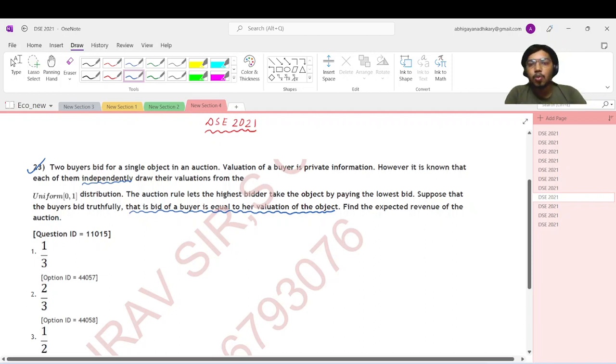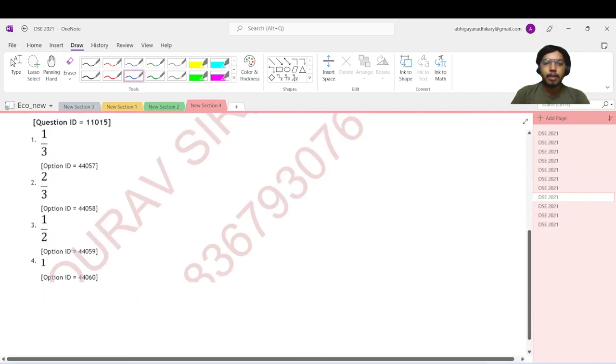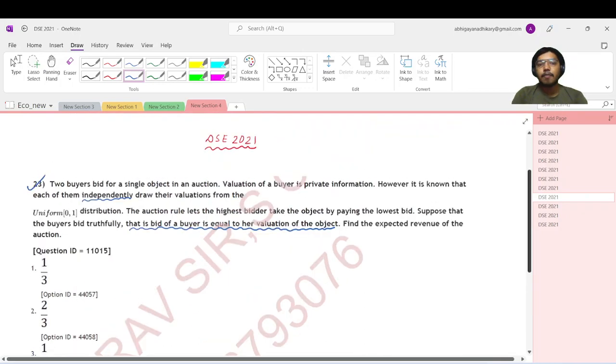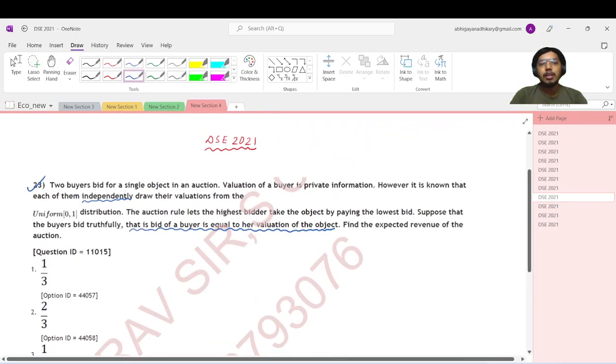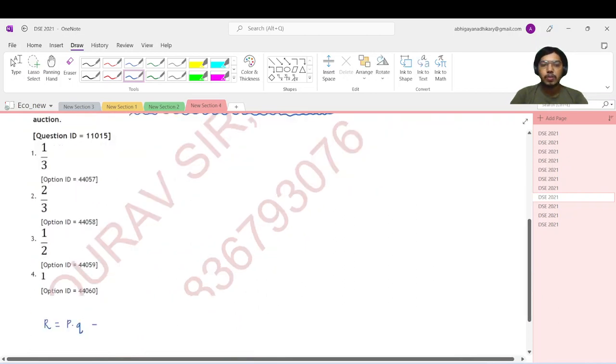Now note that who gets this revenue? It is the seller who gets the revenue, right? Now just to have a bit of clarity over here, in general, how do we define revenue? It's price into quantity, right? But over here we are talking of a single object auction. That means Q is 1 essentially. So the revenue is nothing but the price in this case, right?